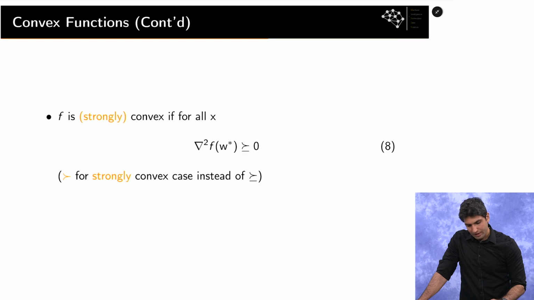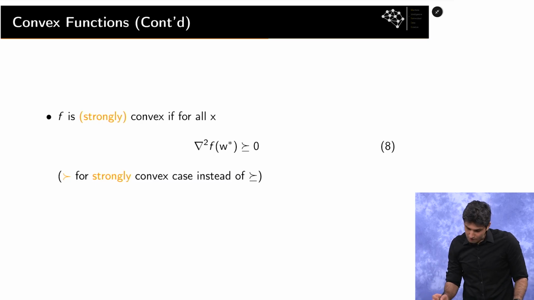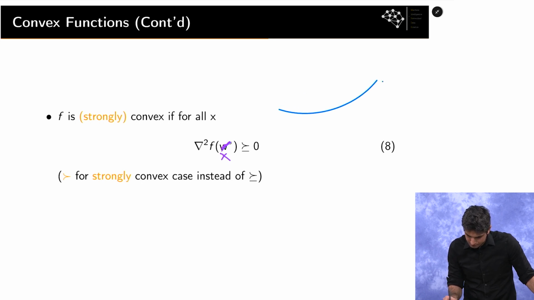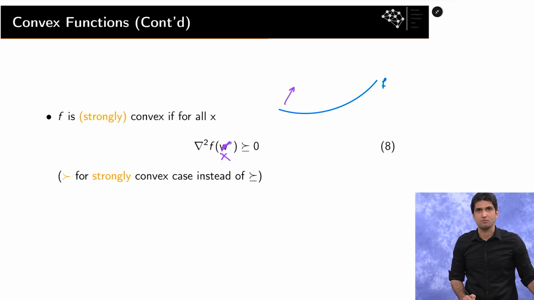Now, in a similar vein, we can talk about second-order definitions of a convex function. So, in particular, if I have a function which is twice differentiable, it is convex if for all x, the Hessian is positive semi-definite. Okay. Let's try to illustrate what this means. So this means that basically the function is curving upward. Okay. So this is an example of a convex function.